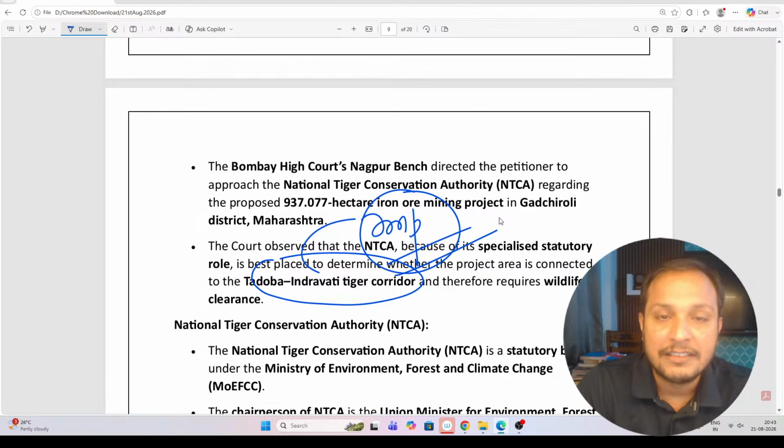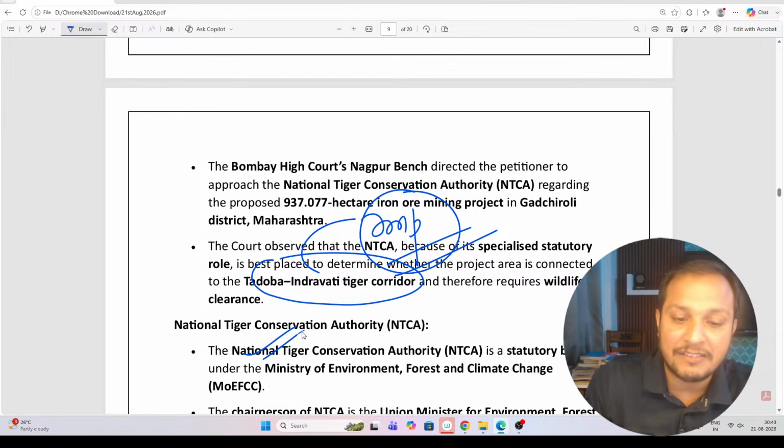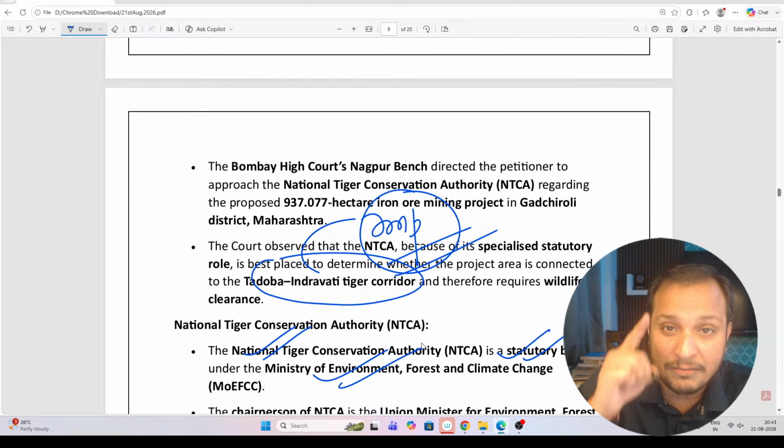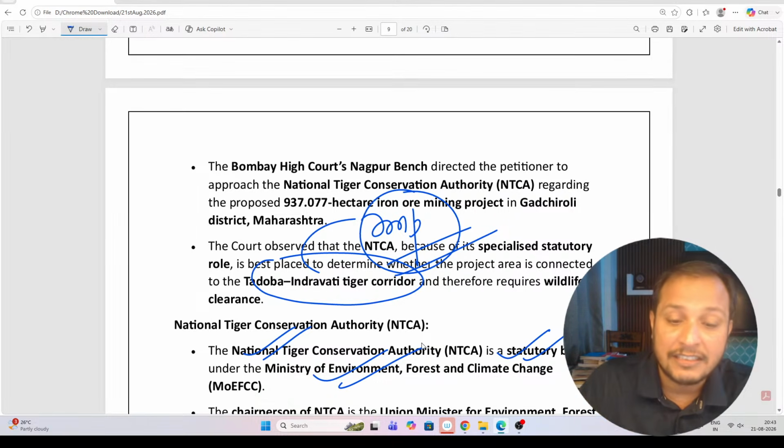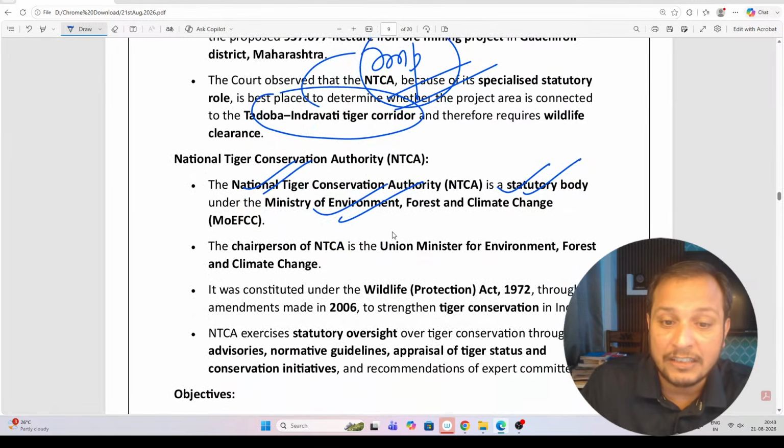Here the court has asked petitioners to approach the National Tiger Conservation Authority. Guys, the National Tiger Conservation Authority is a statutory body under the Ministry of Environment. The chairperson of the NTCA is the Union Minister of Environment.